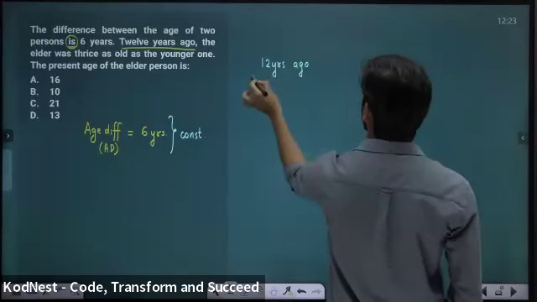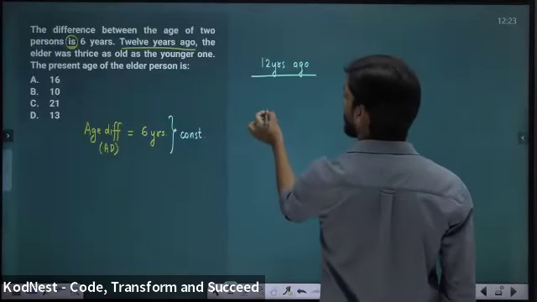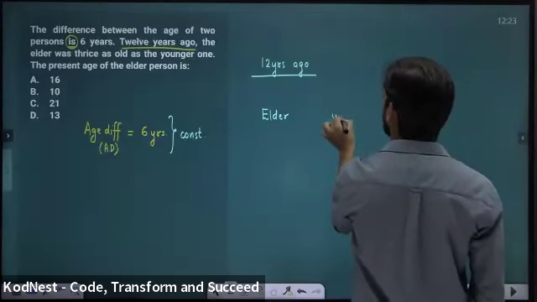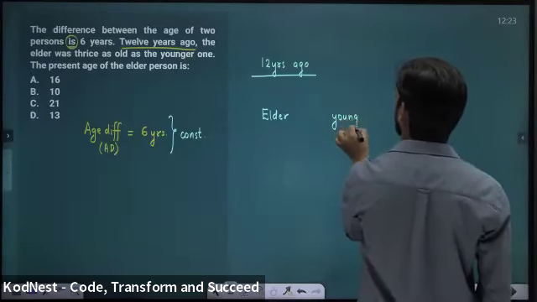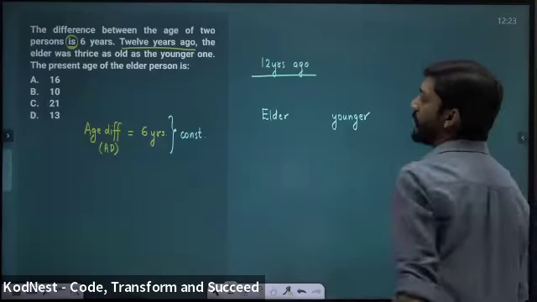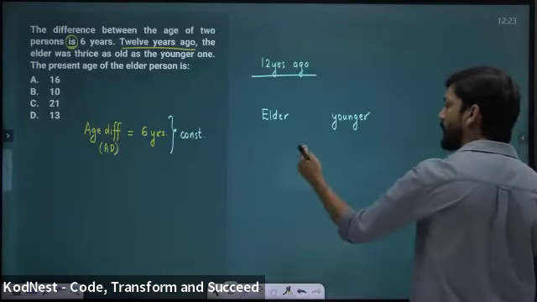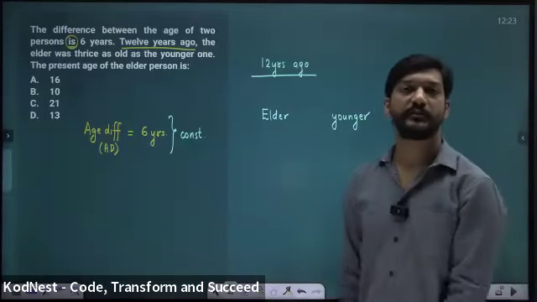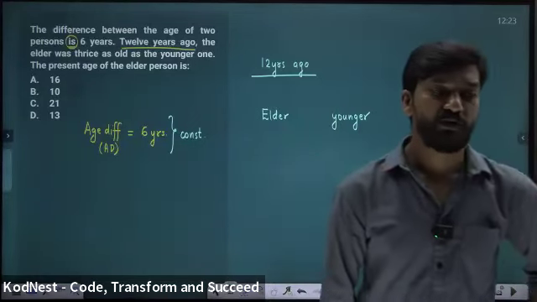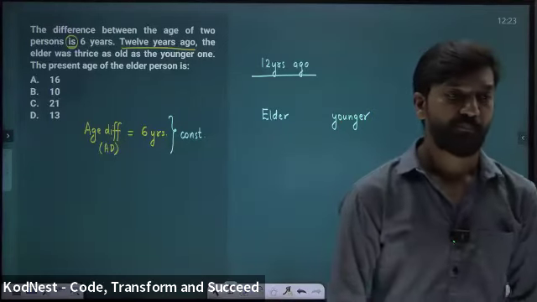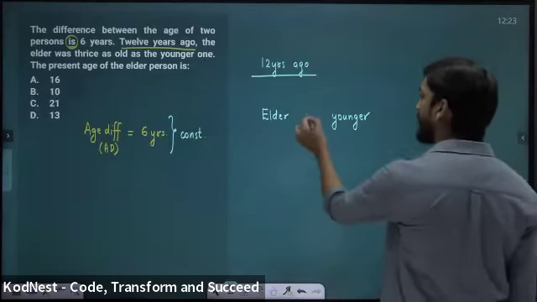12 years ago, they have given something. So there are two persons, elder and younger. Should I write 1:3 or 3:1? What should I write? Please answer. 3:1. Elder should be greater.